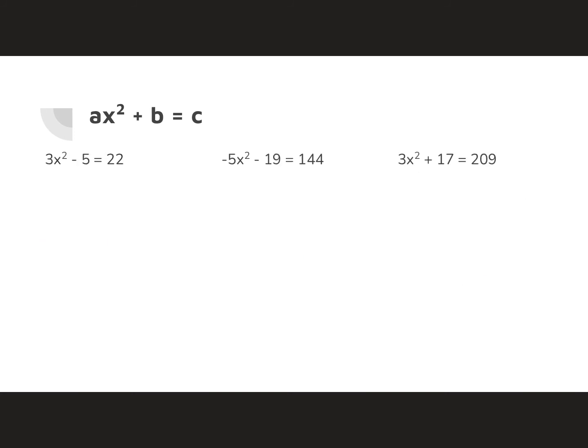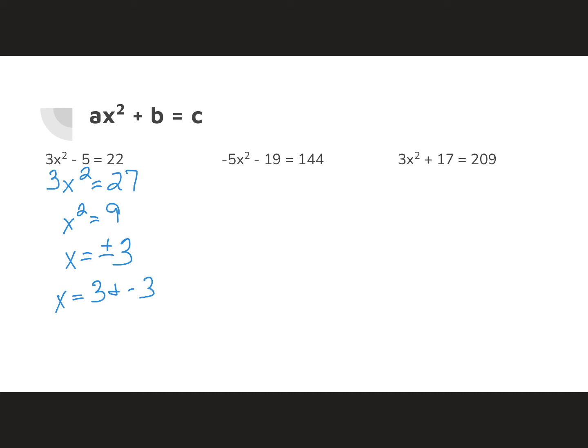Well, now, what if I have something I'm adding? Okay, again, we're going to solve this just like we've done other equations. So starting with this problem on the left, I'm going to add 5 to both sides. So I end up with 3x squared equals 27. Then I'm going to divide by 3. I get x squared equals 9. Take the square root of both sides. x equals positive and negative 3. That could also be written as x equals 3 and negative 3. Okay, next one.